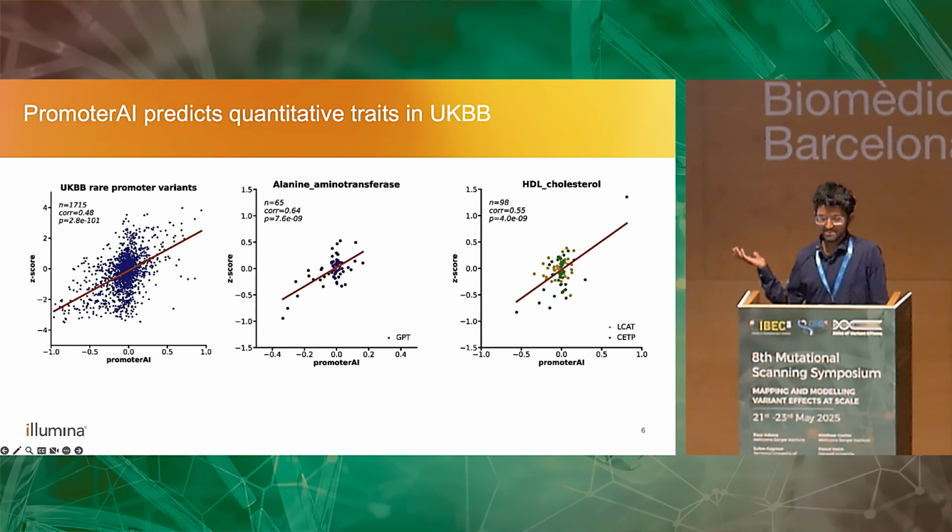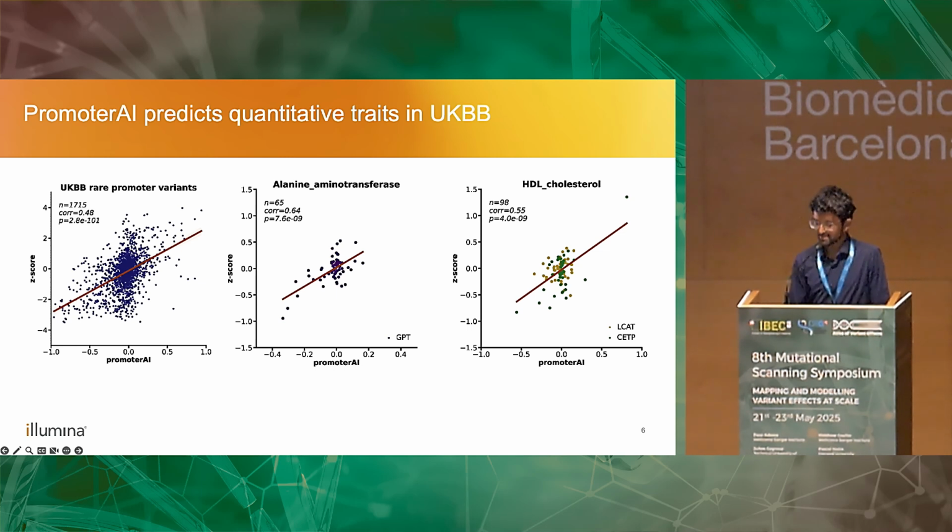One such trait is alanine aminotransferase. ALT is a very important clinical biomarker. If you've ever done a liver function test, you'll get these values, and they're super relevant. You'll see that the promoter of the GPT gene, so GPT codes for this enzyme, the promoter AI scores for variants in the GPT gene correlate quite well with the alanine aminotransferase levels in UK Biobank. The interesting thing here is that the model has never seen protein levels while training. So it's a good generalization across more complex measurements.